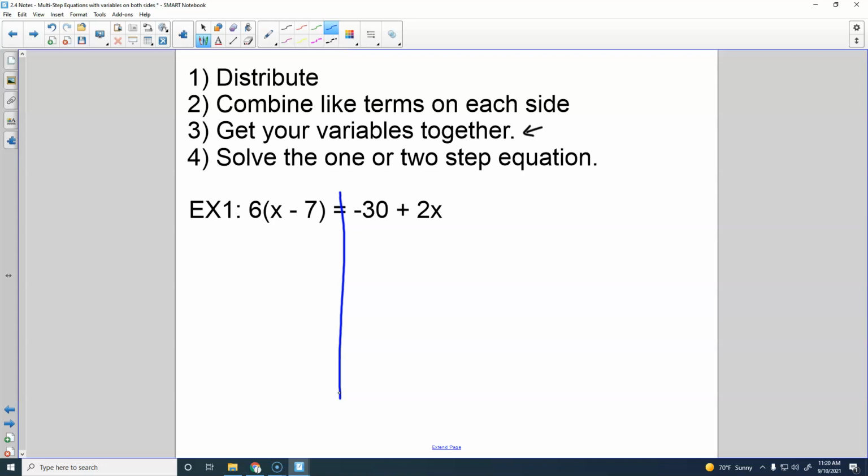Okay? So the first thing we're going to do on this problem is step 1, distribute. What's that going to give us, Julian? Okay, just a 6? 6x. Alright, the other side, I'm just going to leave it alone because I can't put those together. So we just distribute here.